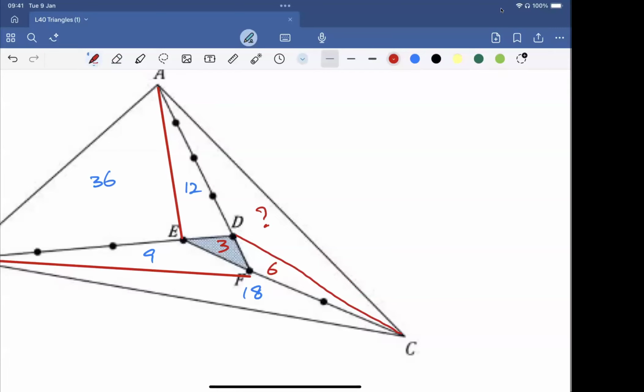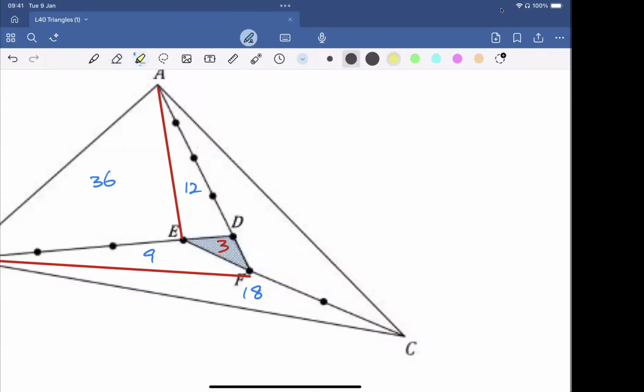Then you can compare this triangle with this triangle. So look at the base. This is 1 unit base. And this is 4 units. So what's the area here? 24. Very good. Now there's another way to do it.